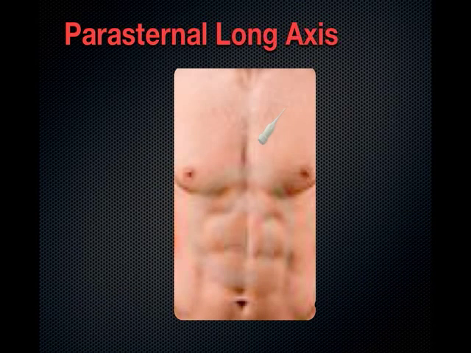So we've gone over subcostal and apical. Now we're going to talk about parasternal long axis. This is the only view where the indicator is towards the right shoulder, and this is in the cardiac orientation on the screen.